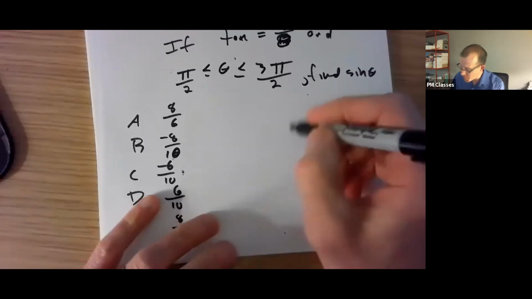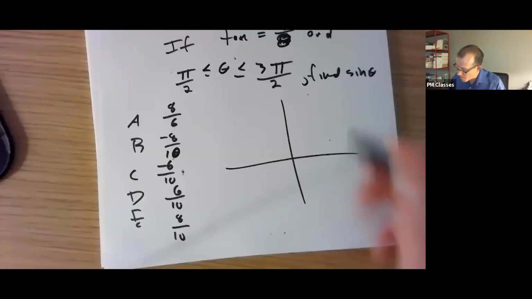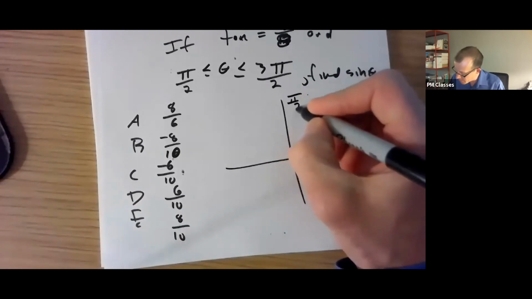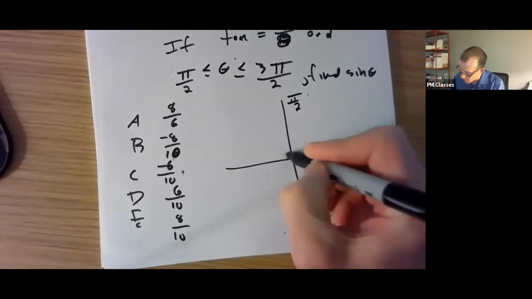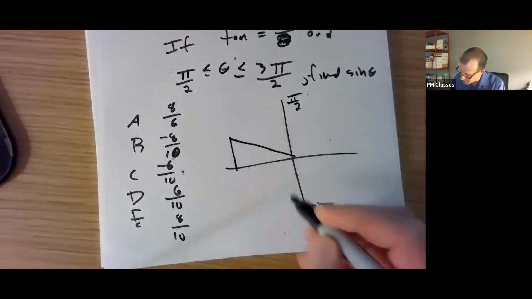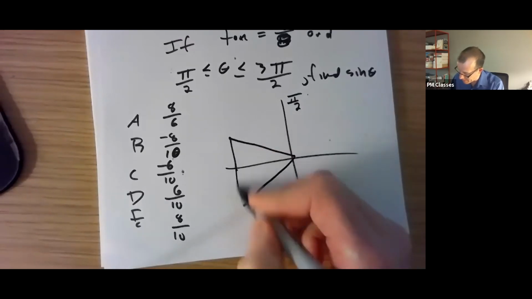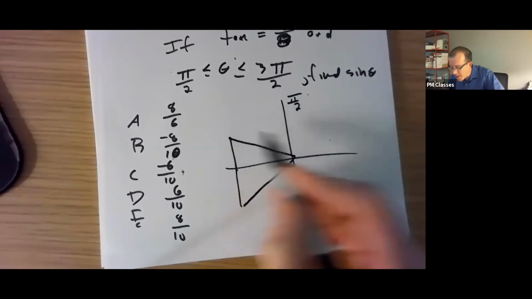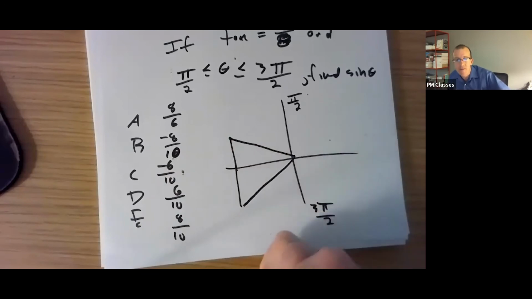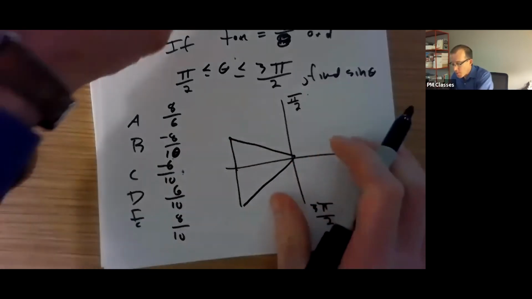Okay, so here's the deal. Pi over 2 is here. 3 pi over 2 is here. So we could have a triangle that's here, or we could have it be there. And it matters where it is, because when we're in the outside of the first quadrant, we have stuff that's negative. So let's go through and play with this.